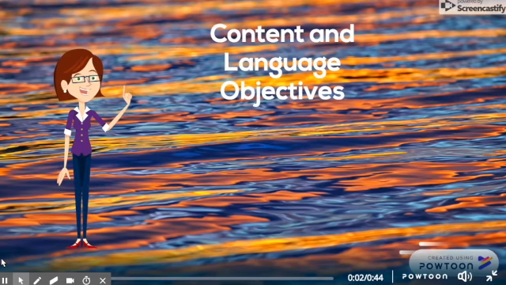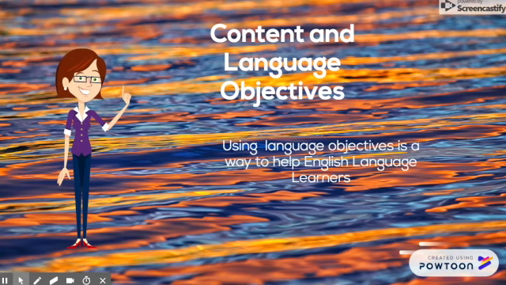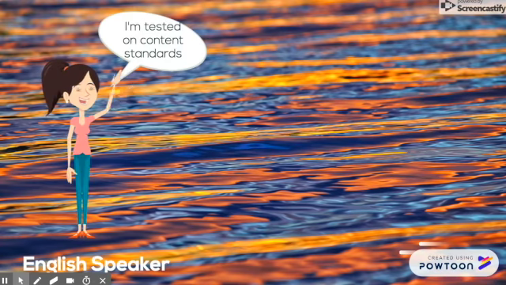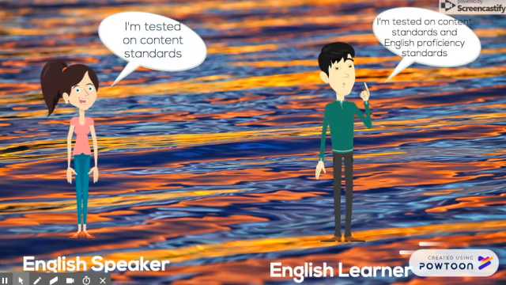Content objectives and language objectives. Content objectives are based on state or national standards, whereas language objectives are based on English proficiency standards. English language learners are assessed twice as much as native English speakers.